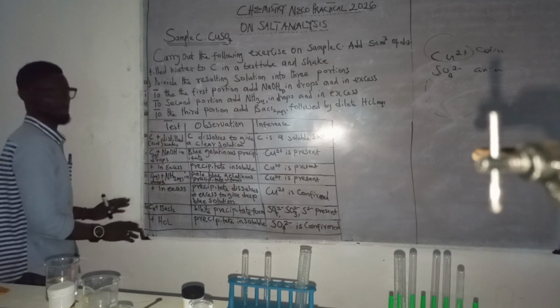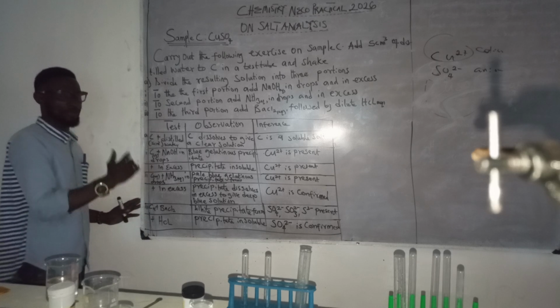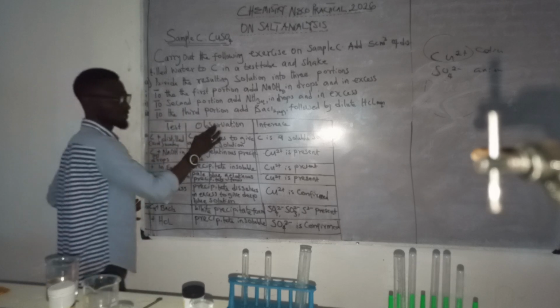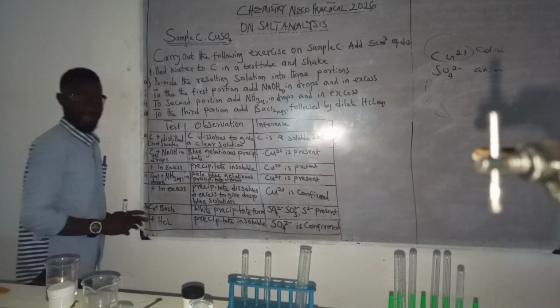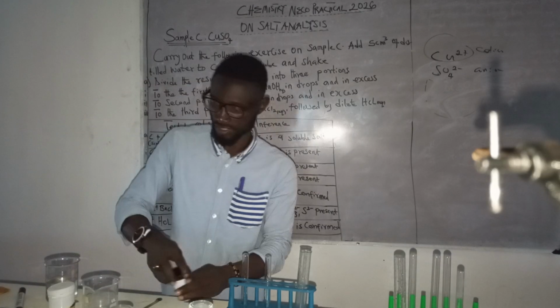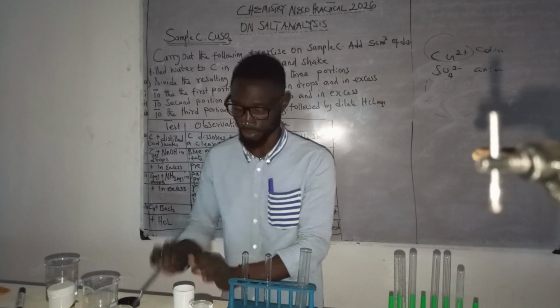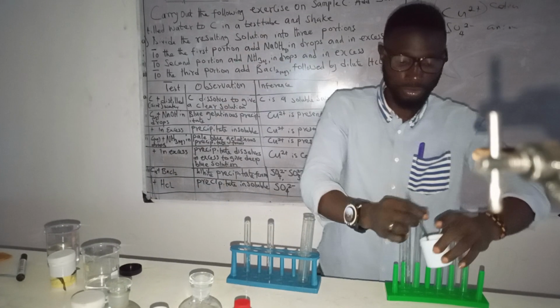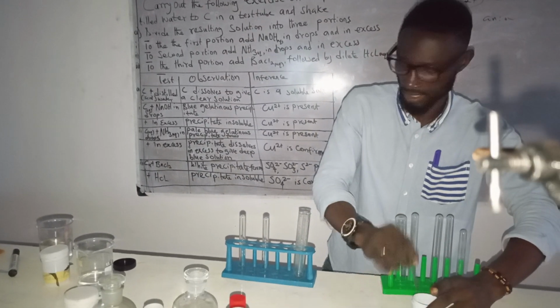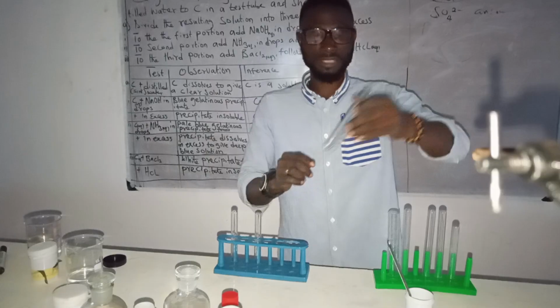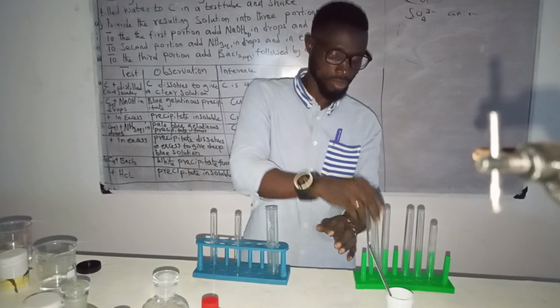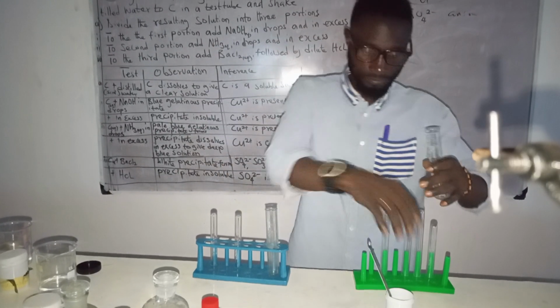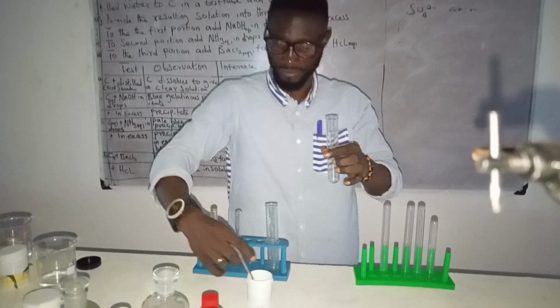Now, this is our table, and this table encompasses test, observation, and what? Inference. So we're going to carry out the test quickly. Teachers, I will advise you to look closely, in depth, at what I'm going to do now. Here is our sample. Our sample is called copper 2 sulfate. Now, this is copper 2 sulfate.